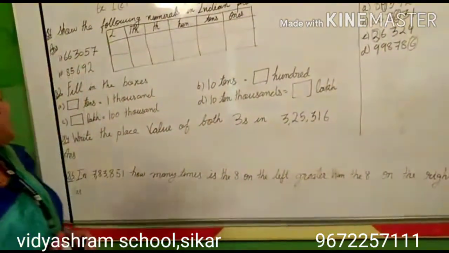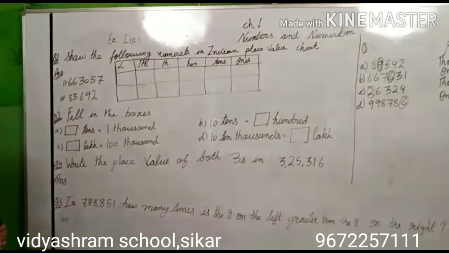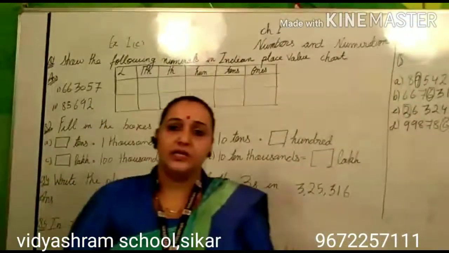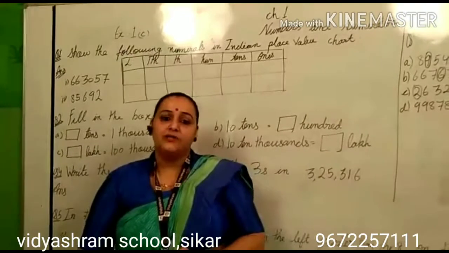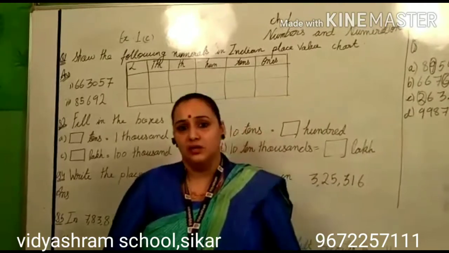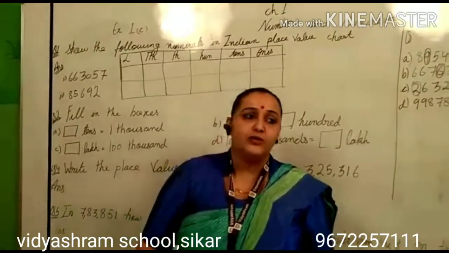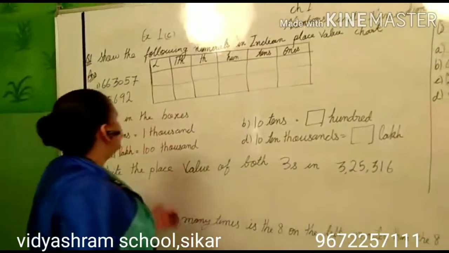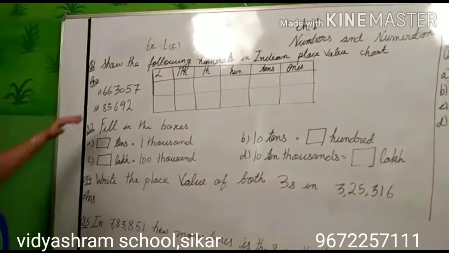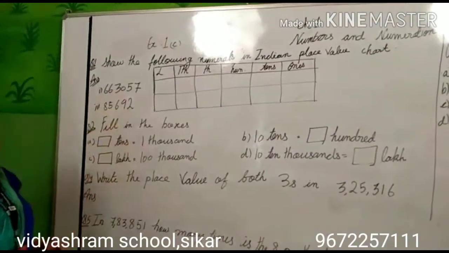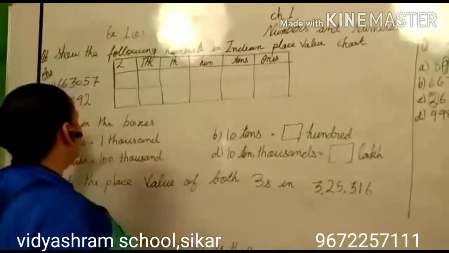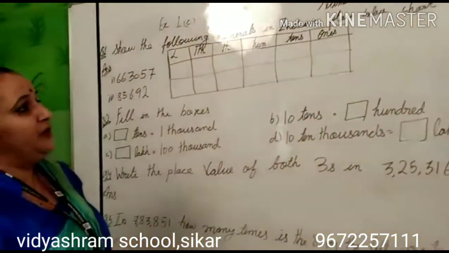Question number one is: show the following numerals in the Indian place value chart. When I was taking your previous chapter, I already told you what the Indian place value chart is and how you put the values according to place values. So in this question, the demand is that you show the numbers according to the Indian place value chart. See here, the numbers are given in the questions, and we have to make one Indian place value chart, and after that put the values in it. So I am going to start.